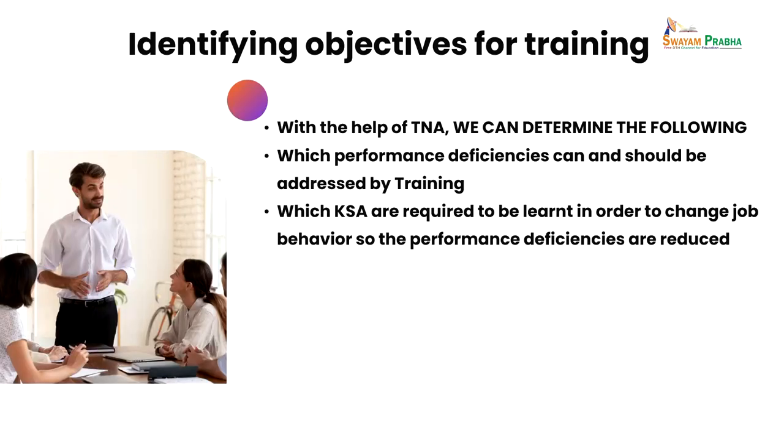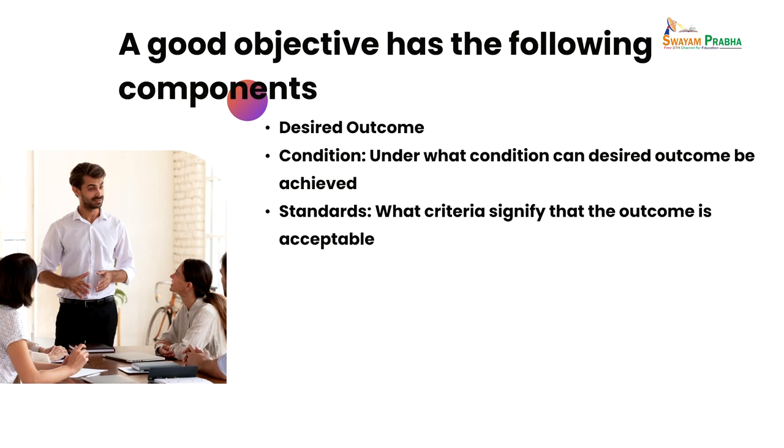Now, it's time to understand some important aspects of identifying the objectives for training. So with the help of training need analysis, we can determine a lot of things. For example, the performance deficiencies that can be addressed and should be addressed by training. We get to know about the knowledge, skills, abilities required to be learned in order to change the behavior of the individuals. So when it comes to a good objective for the training program, it has to have certain important components. Now, what are they, and how do we actually devise a good mechanism for chalking out the objectives for the training program? Now, the very first aspect here is desired outcome.